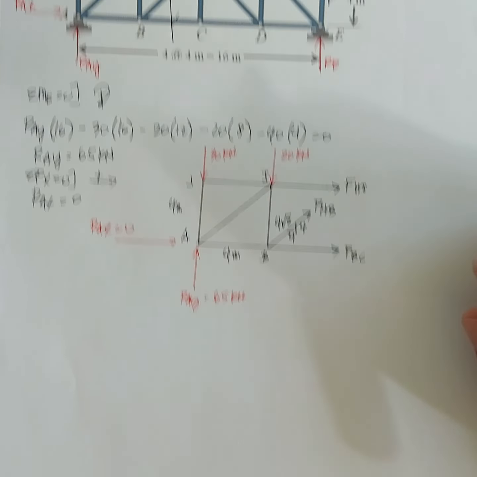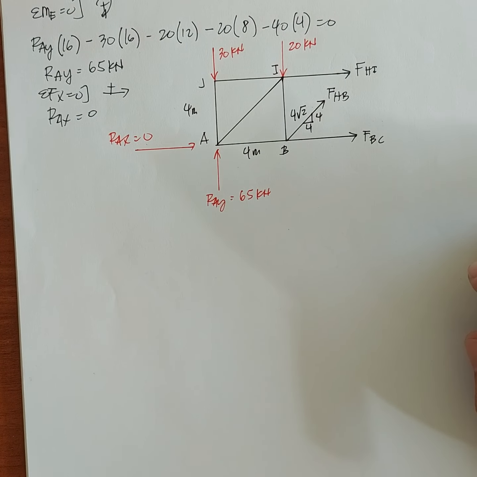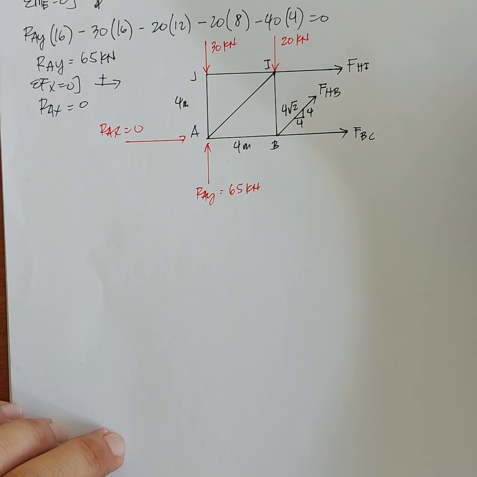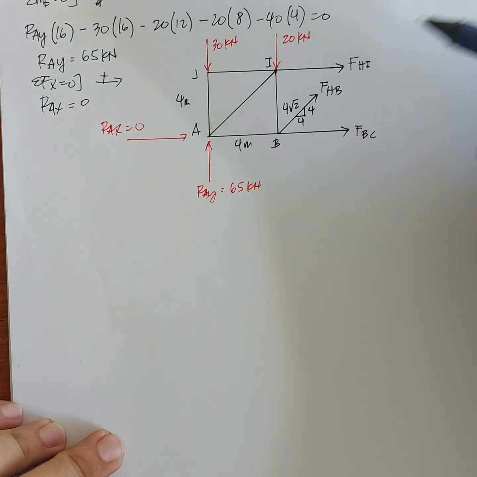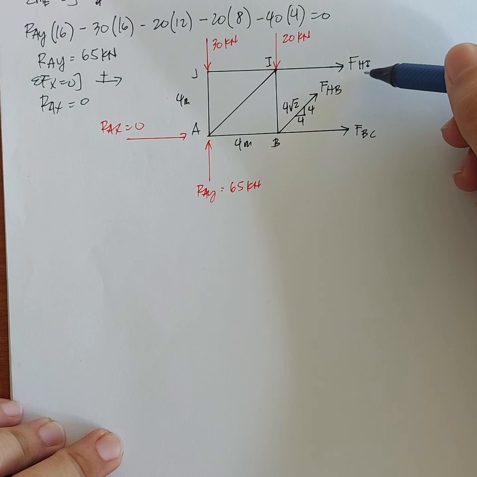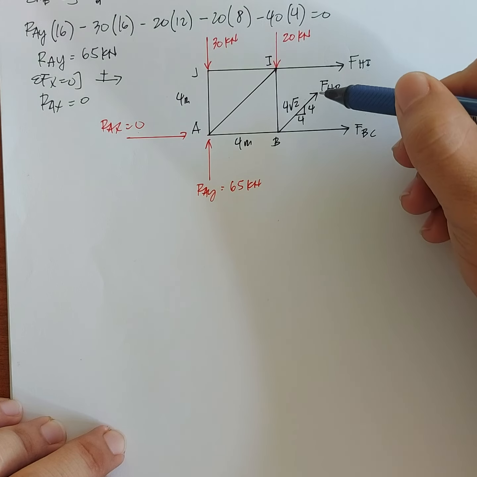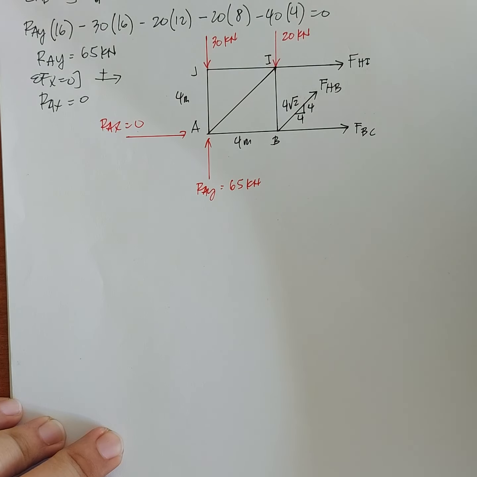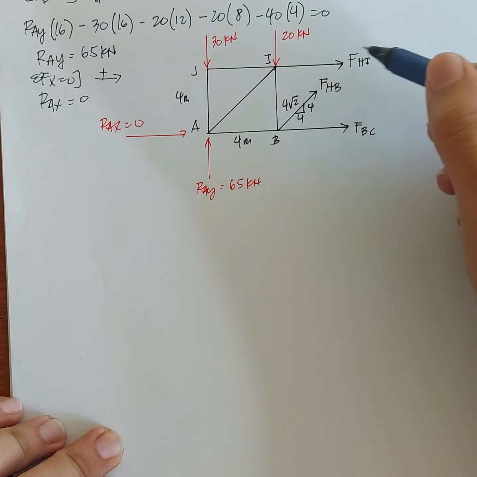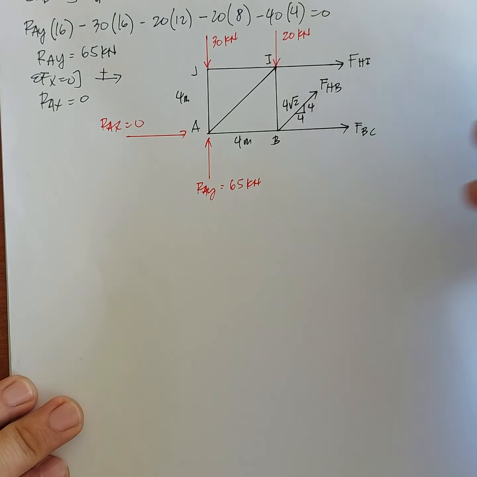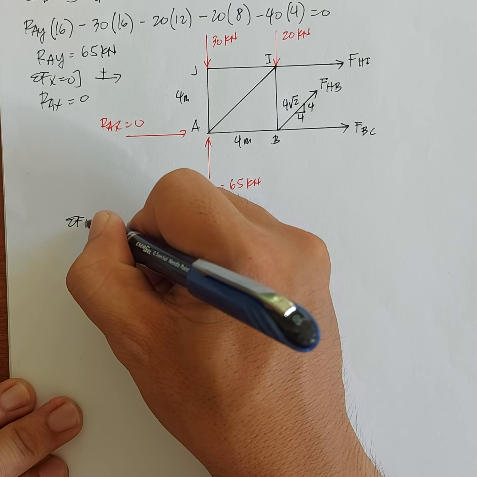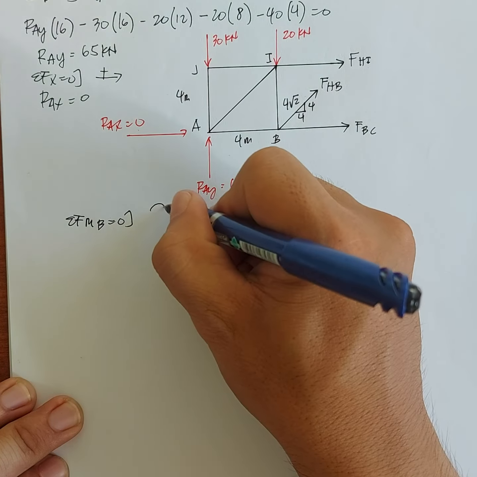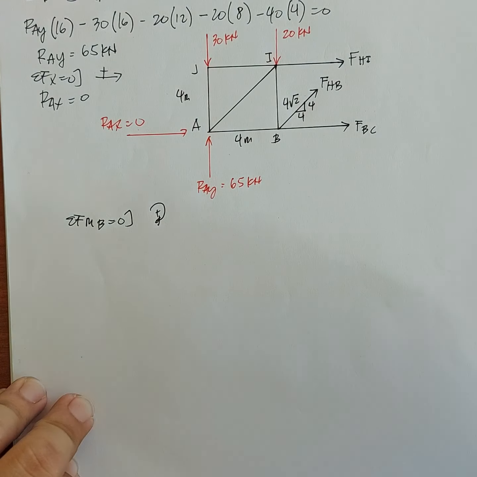So let's focus on the free body diagram. So how do you solve for... We can solve for FHI if we summate moments at B. That will eliminate now FHB and FBC in the equation of moments. So we can solve for FHI. So summation of moments at B is equal to 0. Clockwise moments positive. Sorry.